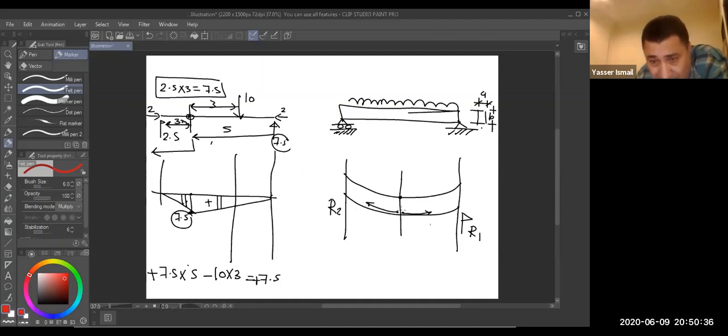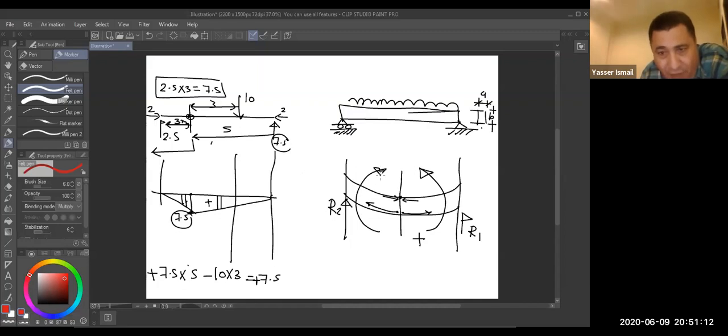Lower fiber here is tension. Upper fiber here is compression. Our tension, see the moment here in this direction. If the force gives me a moment, it will cause a tension in the lower fiber. That means what? The force will generate a positive moment. Another reaction here, this reaction will again give you tension in the lower fiber.